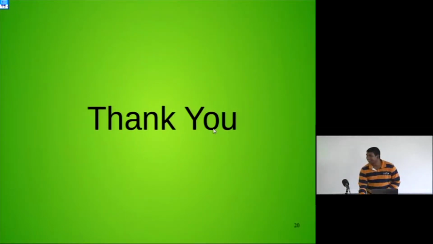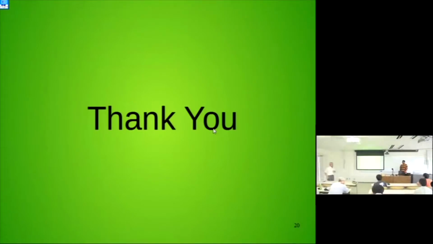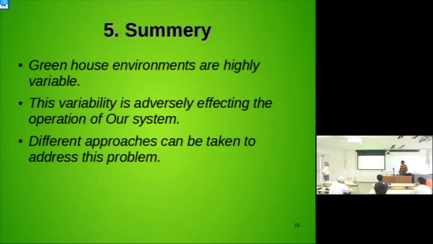Very quick summary. Yeah, any question? Would you tell us a summary? Okay. So the greenhouse environment is highly variable. The variability is adversely affecting the operation of our system. So different approaches can be taken to this problem. So that's what I talked about last.